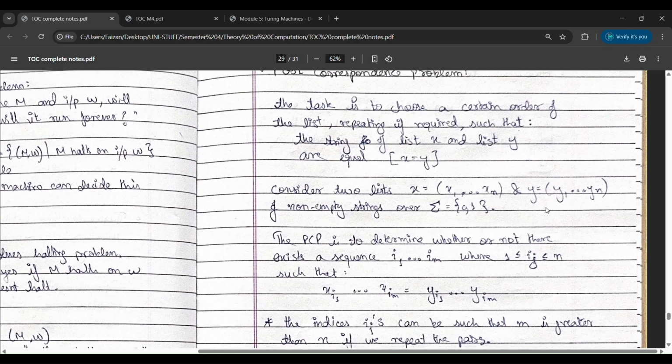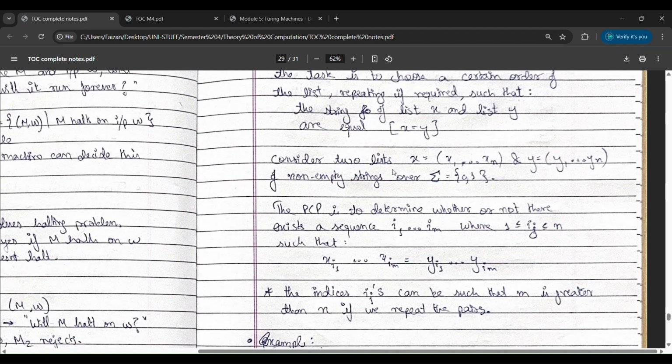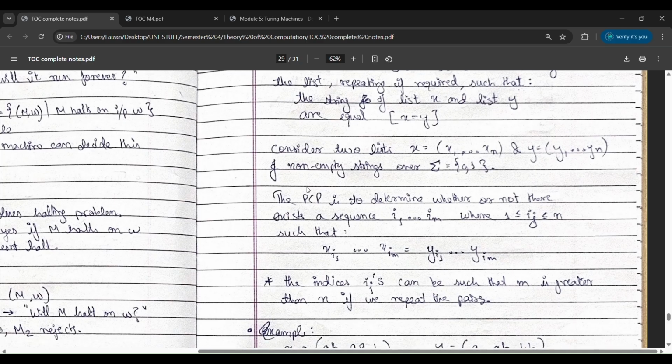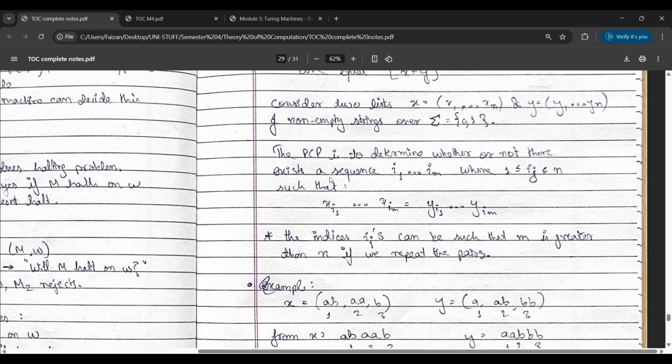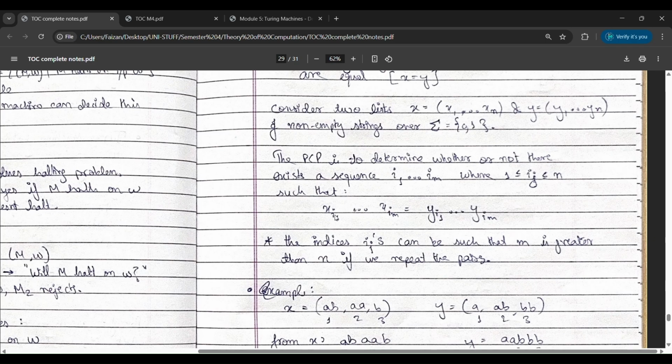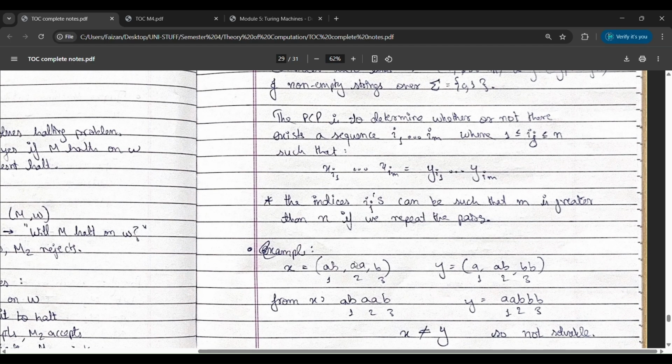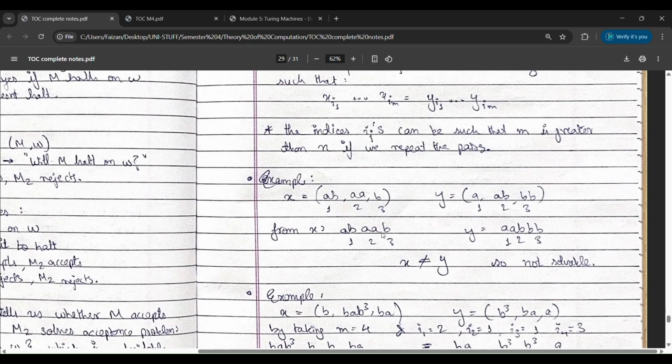For example, you have two lists. X goes from x1 to xn, and Y goes from y1 to yn, of non-empty strings. You have a certain string in them: 0, 1, a, b, or whatever. So the PCP is to determine whether or not there exists a sequence from I1 till IM. In X, instead of 1, 2, 3 till n, you are going to replace it with I. So I1, IM, and so on. The order of the indices I has to be the same for X and Y.